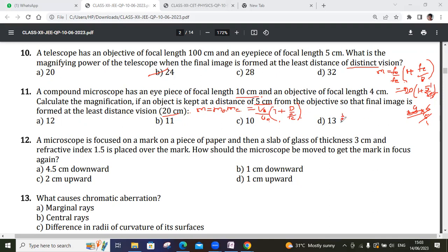So how to get it? Use the lens formula: 1 by F is equal to 1 by V minus 1 by U. So 1 by F for the objective is 1 by VO minus 1 by, this is minus 5, so plus 5. So 1 by VO is equal to 1 by 10 minus 1 by 5, which is, taking 1 by 5 common, 1 by 2 minus 1, minus 1 by 2, so minus 1 by 10. So VO is minus 10.